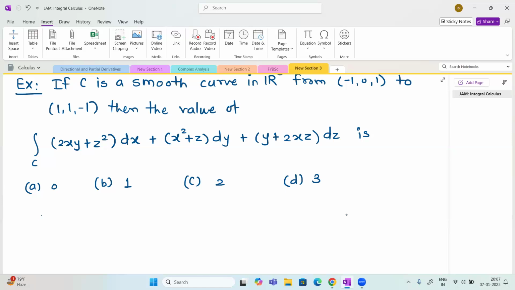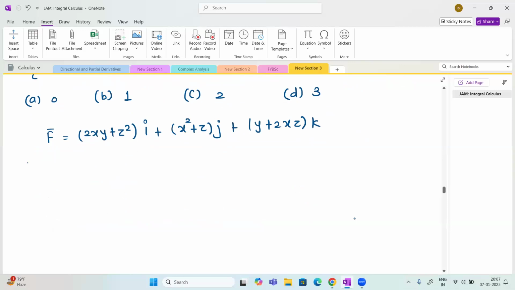Getting? The field is conservative. First, you are supposed to write the field. So, can anyone tell me what the F bar will be here? What will be the F bar? 2xy plus z square into i, plus x square plus z into j, plus y plus 2xz into k. How to prove the field is conservative?